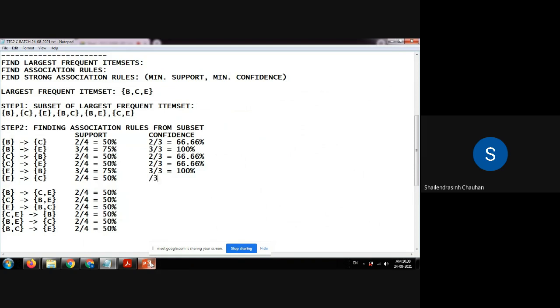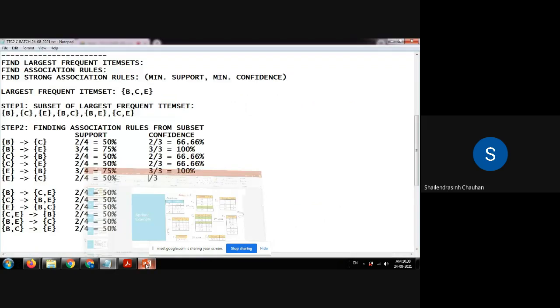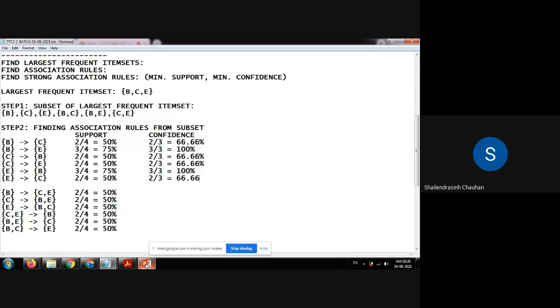And out of those three, wherever you are having E, how many times you are also having C along with E? With E, C. 2 times. So 66.66%.